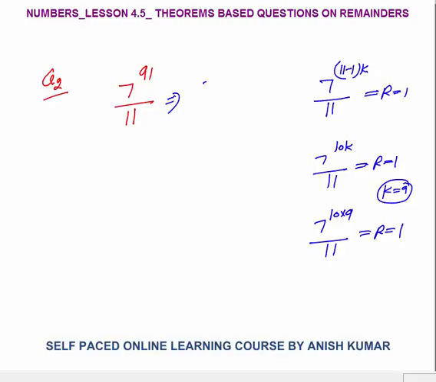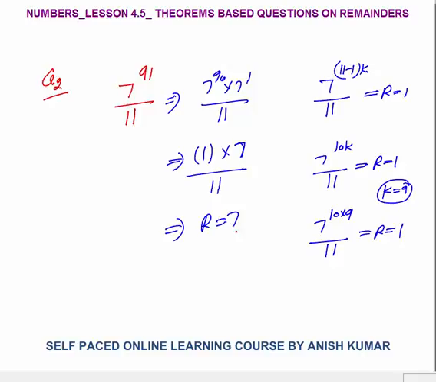So we'll break 7 power 91 into 7 power 90 into 7 power 1, by 11. Now 7 power 90 by 11, the remainder is 1. We are now applying our basic concept, replace number with remainder. 7 power 90 by 11, we know the remainder is 1. So 7 by 11, the remainder is 7. So 1 into 7 is 7 by 11, the remainder is finally 7, and that will be your final answer.